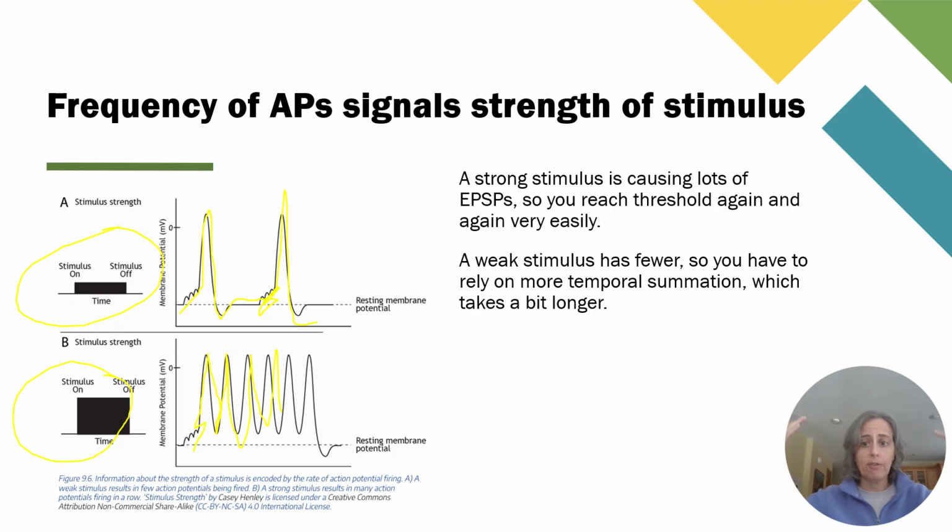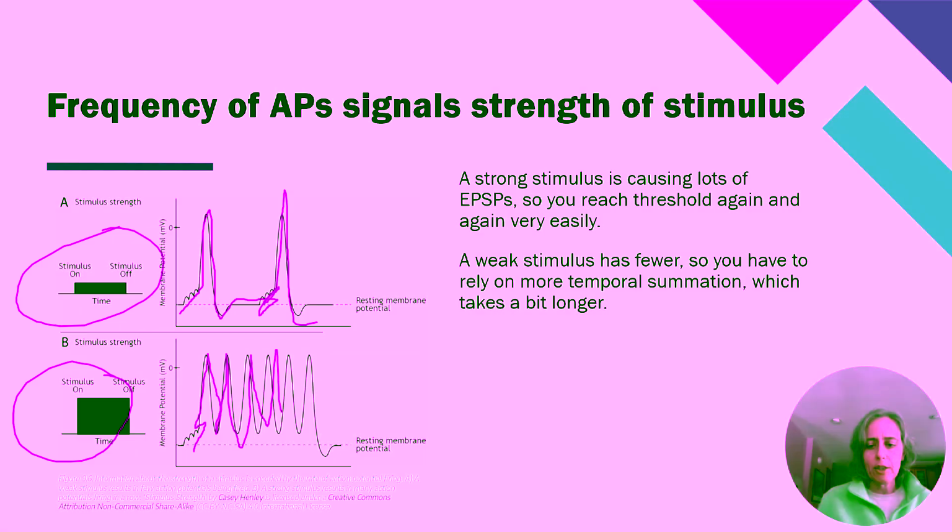So for sensory information coming in, if it's a bigger thing, we have higher frequency. Motor information coming out, telling my muscles how hard to contract, right? It's the frequency of those action potentials.